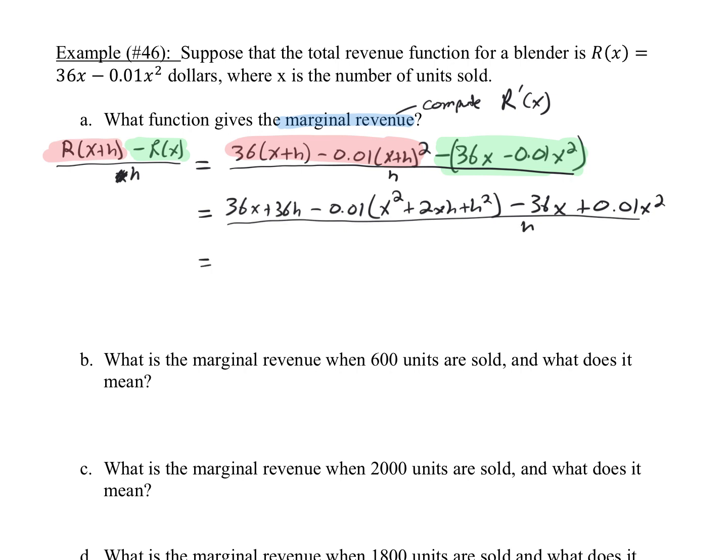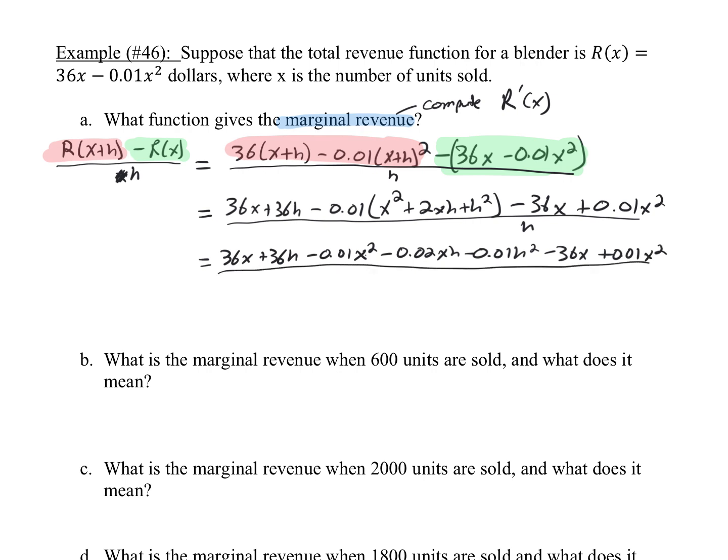So then we now have a little bit more simplifying to do in our numerator. We have one last thing to distribute. Mostly things are just staying the same though. Minus 0.02xh minus 0.01h squared minus 36x plus 0.01x squared all over h.